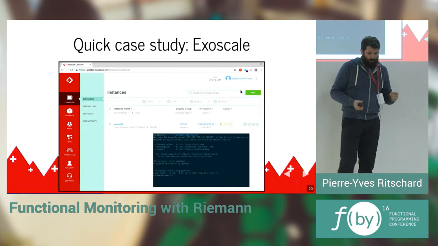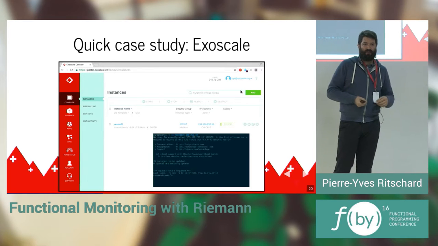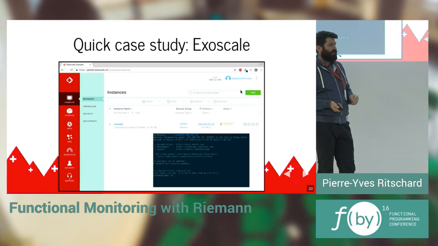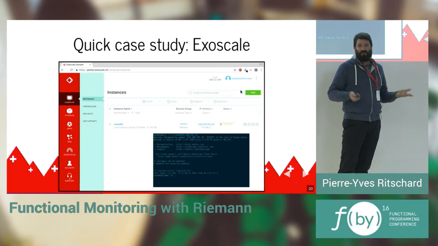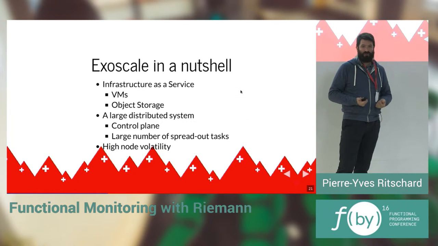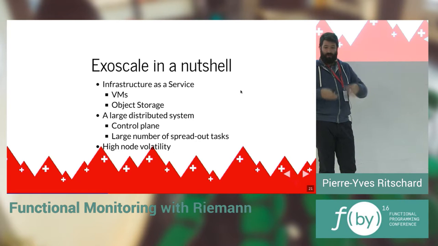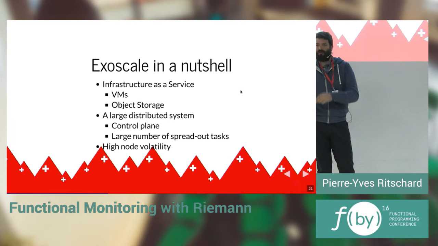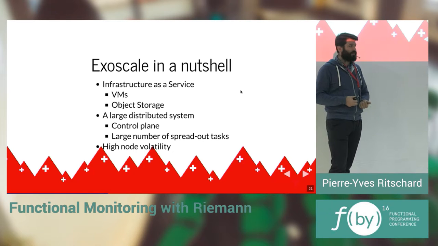So if you look at what we do, that's our service. We basically allow you to spin up VMs very, very fast, to interact with us through tickets, and to do object storage. We have a large distributed system, right? To service both of these needs, we have a control plane, and then an agent that runs on hypervisors and on storage nodes. We also run a lot of our own workloads on Exascale itself.